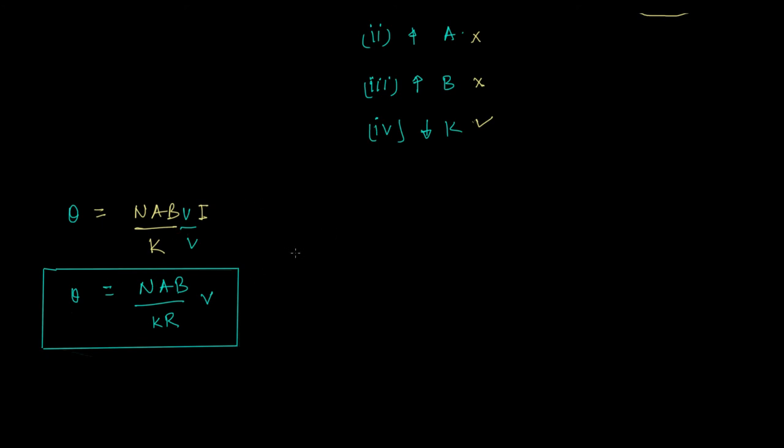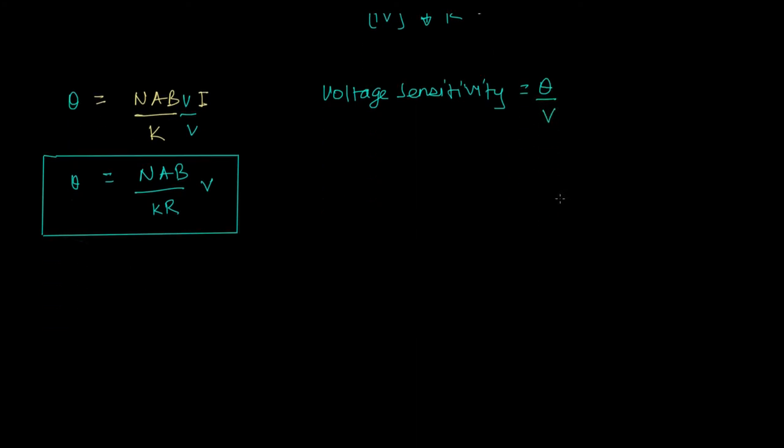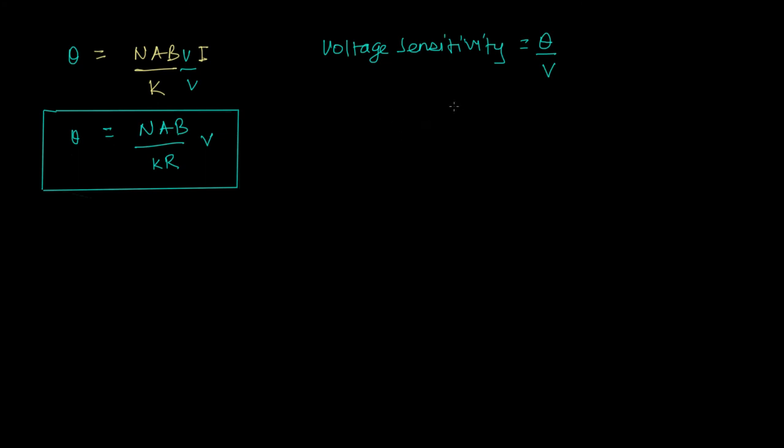Now here too, our voltage sensitivity should be defined as theta upon V. And theta upon V is nothing but N A B upon K R. So how do I increase the voltage sensitivity?